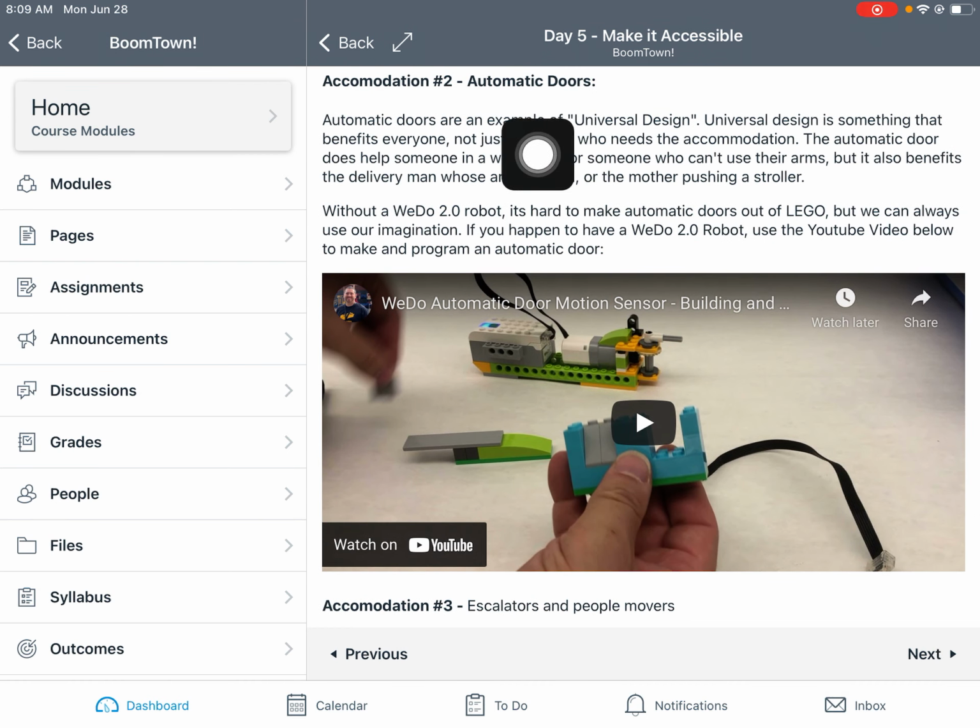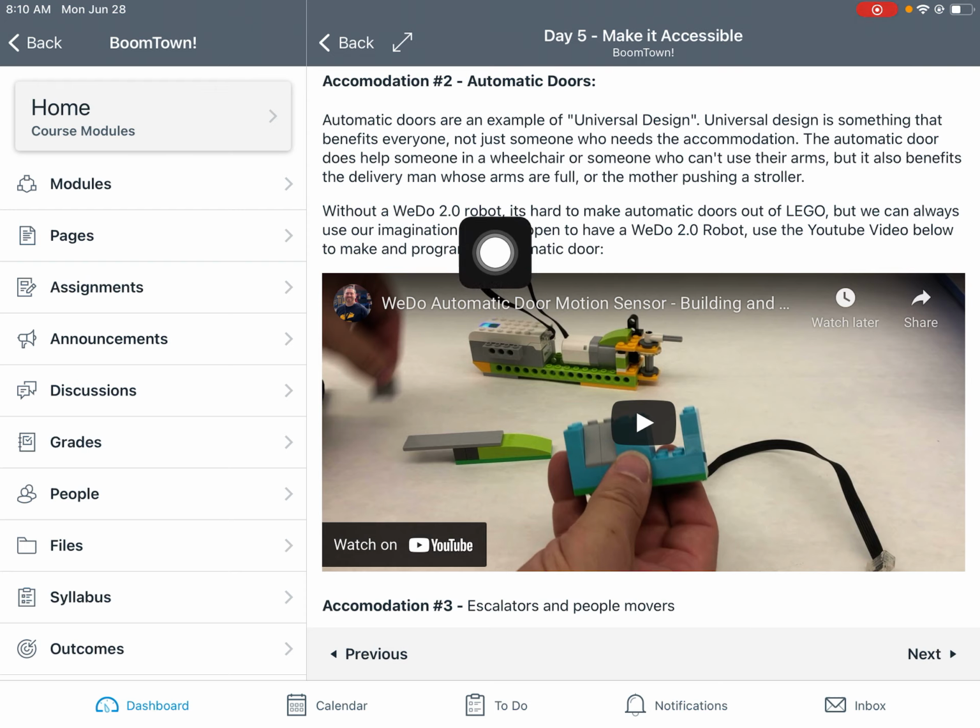Now, if you have a WeDo 2.0, you could do automatic doors. And I just included automatic doors here because it's a great example of universal design. So universal design is something that benefits everyone and not just someone with a special disability. So something like an automatic door, yes, it helps someone in a wheelchair or someone who can't use their arms, but it also benefits a delivery guy whose arms are full, or a mother pushing a stroller. If you have a shopping cart in your hand and you're entering a store, so automatic doors are called universal design because they benefit everyone.